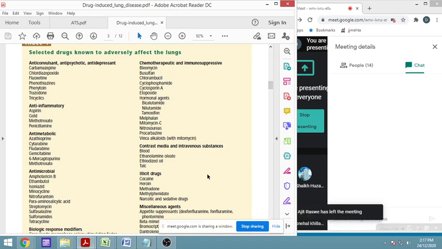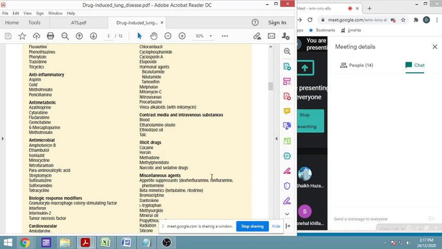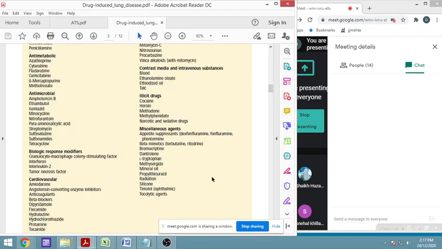Then various contrast media and intravenous substances like blood, ethanolamine oleate, ethiodized oil, talc, and some illicit drugs which are not approved but people take for pleasure. We have seen these drugs earlier, some of the drugs we mentioned. Examples are cocaine, heroin, methadone, methylphenidate, narcotic and sedative drugs, and many other drugs like appetite suppressants, then beta mimetics like terbutaline, ritodrine, bromocriptine, dantrolene, L-tryptophan, methysergide, mineral oils.